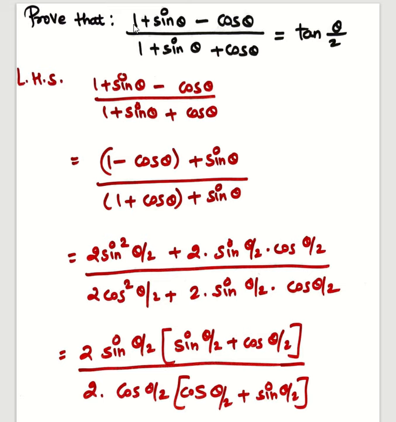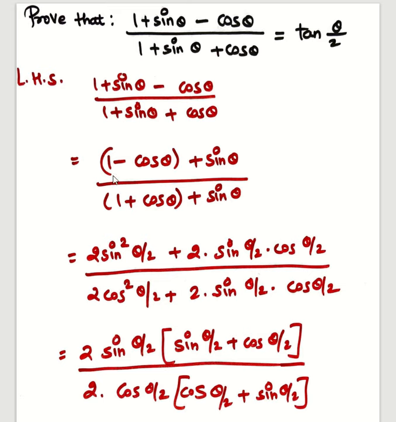We do not have any formula for 1 + sin θ, no. But we know one formula, that is 1 − cos θ. Similarly, in the denominator, 1 + cos θ. So in step number 1, rearrange the terms. This is how we are writing it: 1, then − cos θ first, and then + sin θ. Just rearrange the terms. Similarly, in the denominator we write 1 + cos θ and then + sin θ.